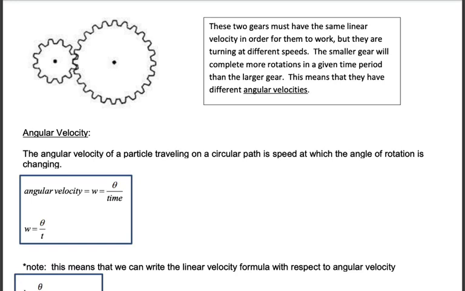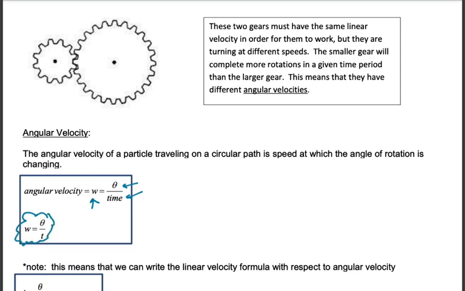So we have the definition of angular velocity down here. The angular velocity of a particle traveling on a circle path is the speed at which the angle of rotation is changing. So this time you're going to do the angle divided by time. And we usually use the letter omega to represent angular velocity. And so this would be my formula for angular velocity.